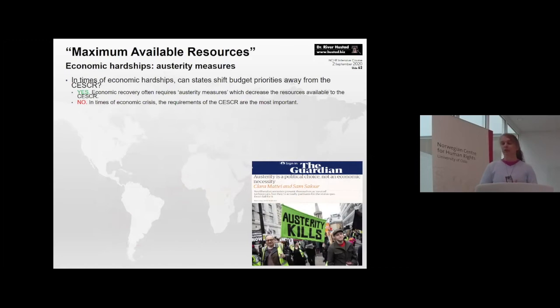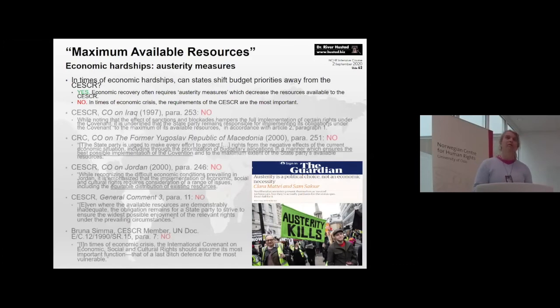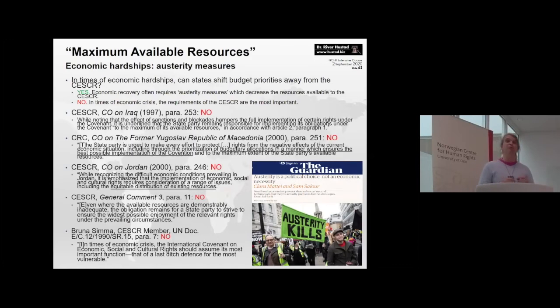So what about situations where there is economic hardship, like lots of layoffs and people losing their jobs because of a pandemic, for example? Well, the committee says that economic, social, and cultural rights are even more relevant in these circumstances. This is not the area where austerity, as it's called, cuts should be made. The cuts should be made elsewhere in budgets, and in fact, when there are difficult economic times, this is where economic, social, and cultural rights are the most important, and the budgetary allocations should actually be increased rather than decreased.